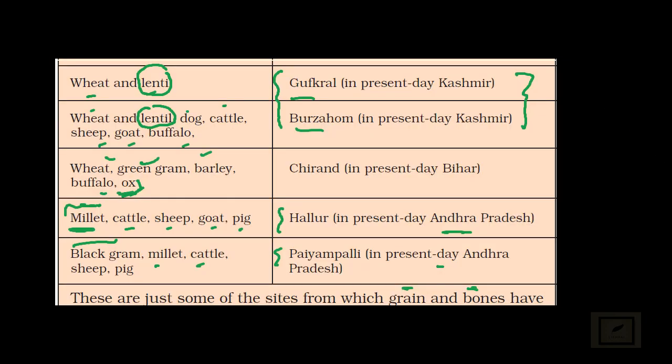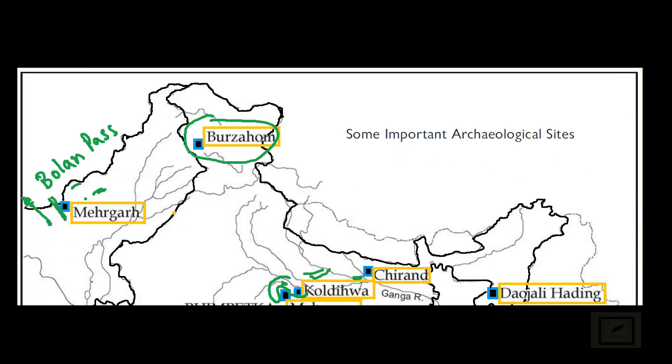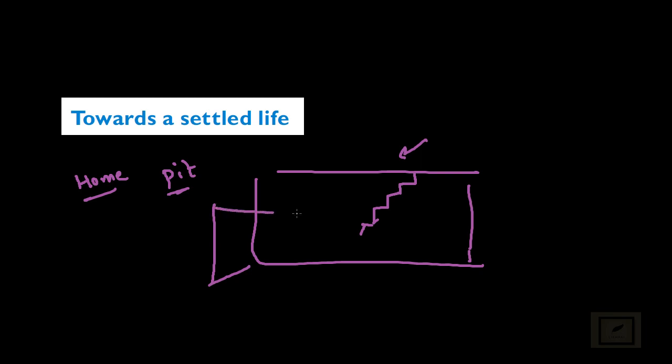Now let's see how the settled life began and what were the common features that archaeologists have found while searching for the settled life. In the Burzahom area of Kashmir, the archaeologists have found homes which were in the shape of underground pits. That is, this is the ground, and they have made stairs. They move inside by the stairs under the ground, and then they make the homes inside under the earth. This is what the shape of Burzahom homes the archaeologists have found.